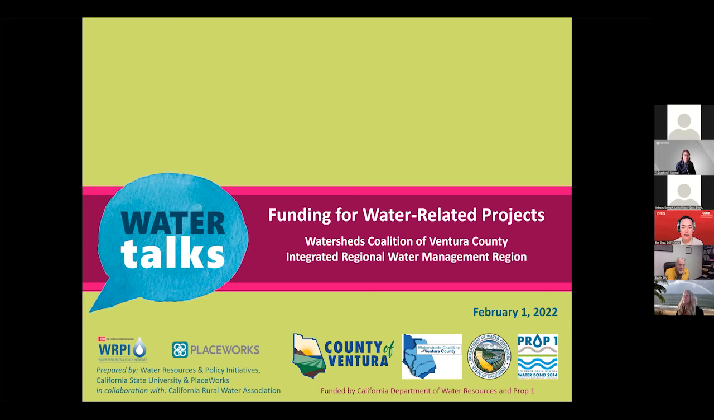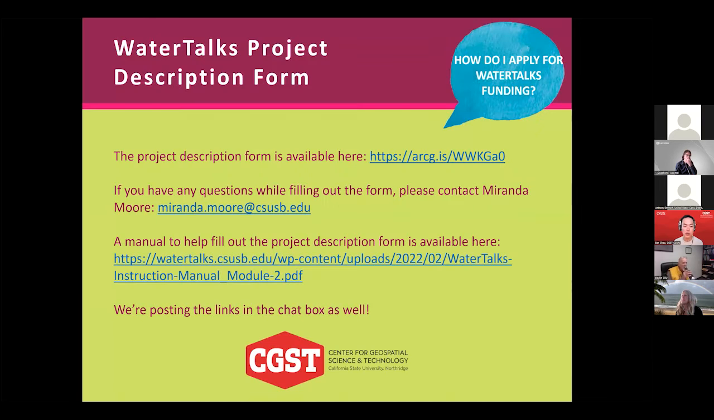Great, thanks for the background and introduction, Boykin. As Boykin mentioned, my name is Ben Cho. I'm a project manager at the Center for Geospatial Science and Technology at Cal State Northridge, or CSUN. Our team at CGST was responsible for building the online project description form based off discussions we had and feedback that we received from the groups that you've already heard from today, as well as other collaborative partners in the WaterTalks effort.